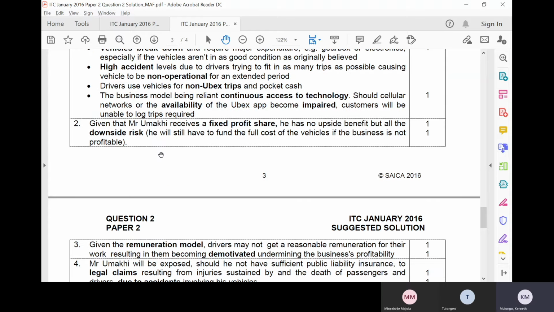Number two, they've said Mr. Maki sees a fixed share. He has no upside benefit, but all the downside risks. So he will still have to fund all the full costs of the vehicles if the business is not profitable. So this one wouldn't really be very easy to transfer to all other industries or all other businesses. But what you could consider is, in terms of value creation and shareholders, especially if you're the type of investor, the type of shareholder that's always footing most of the bill, right? And then there's just someone that has to come in and do the work.